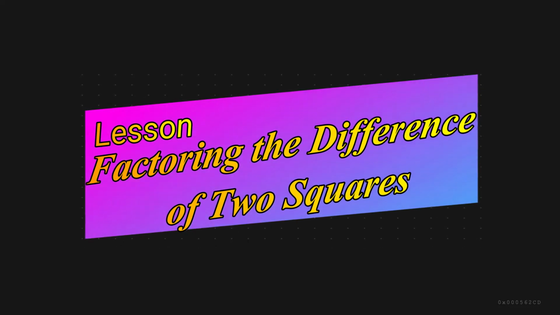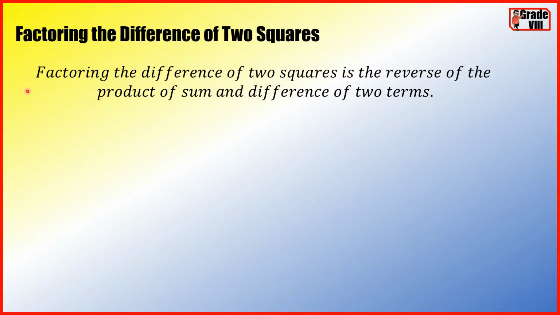Ang lesson natin ngayon ay factoring the difference of two squares. Factoring the difference of two squares is the reverse of the product of sum and difference of two terms. So tignan natin ito. So ito yung sum and difference of two terms.